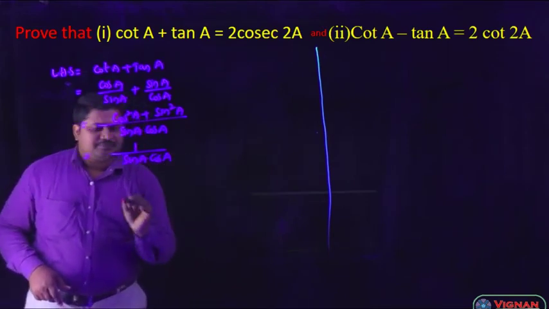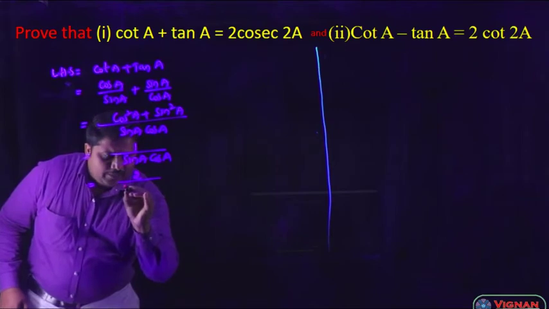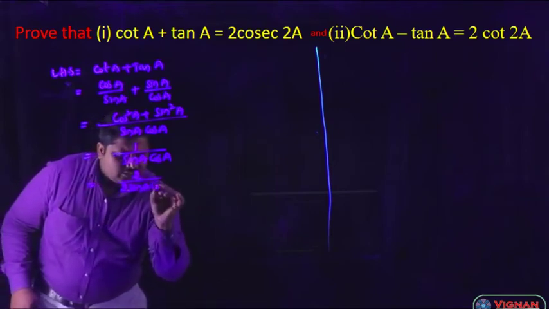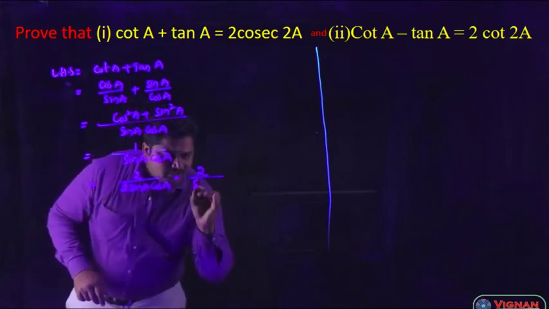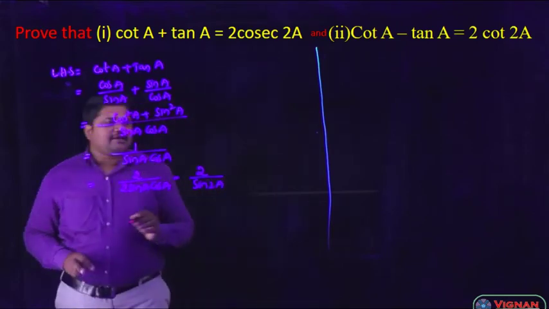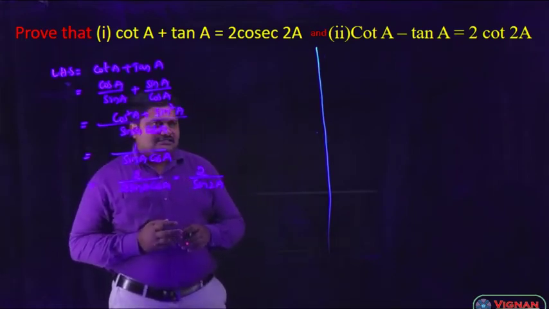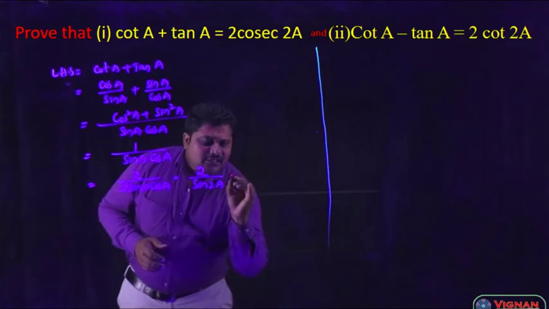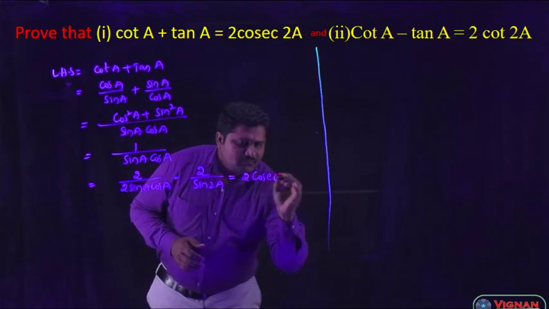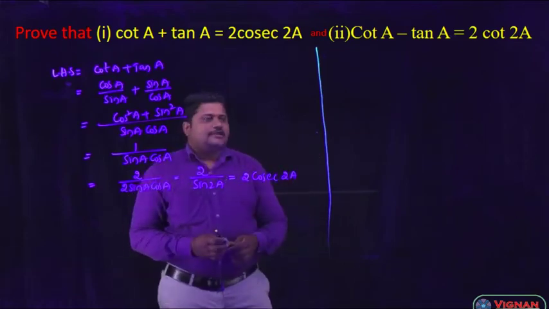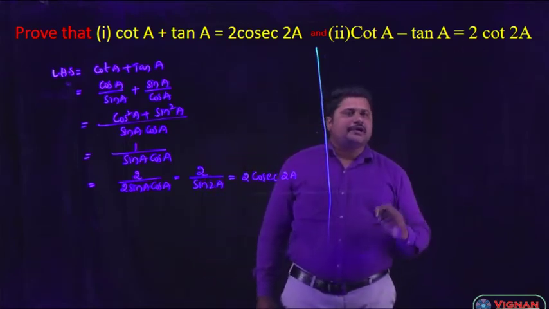Multiply and divide by 2. Then we get 2 by 2 sin A cos A, that is equal to 2 by sin 2A. 1 by sin A is equal to cosecant A. So then here we get 2 cosecant 2A.